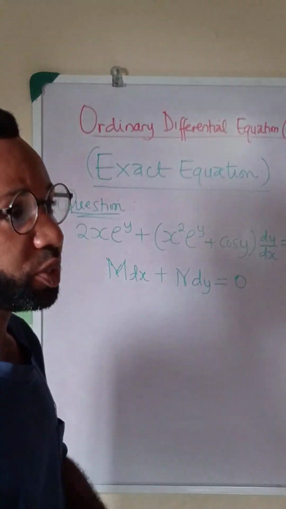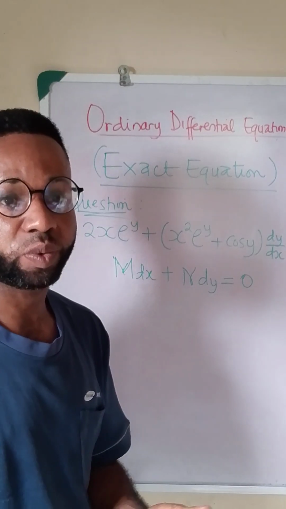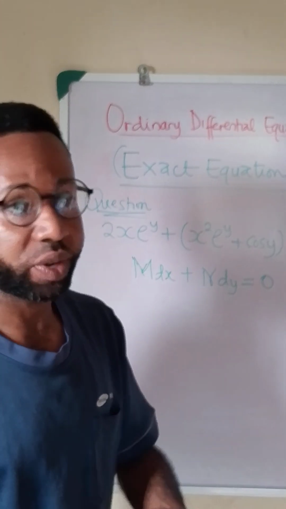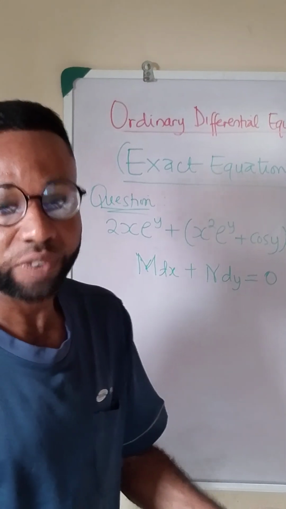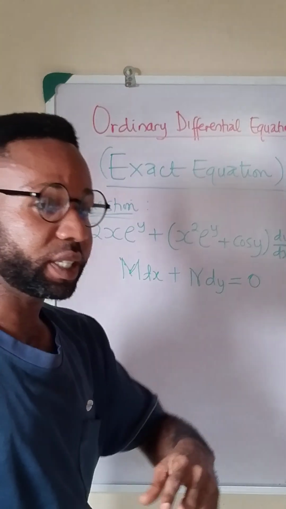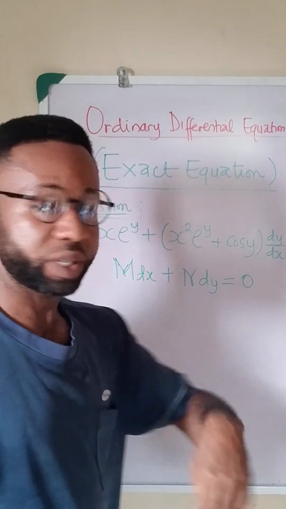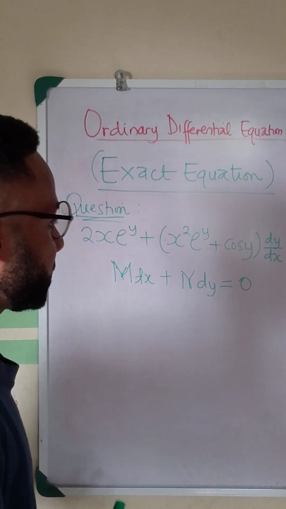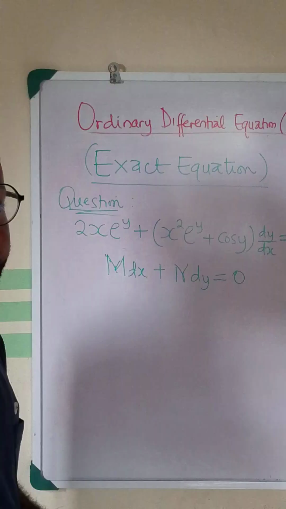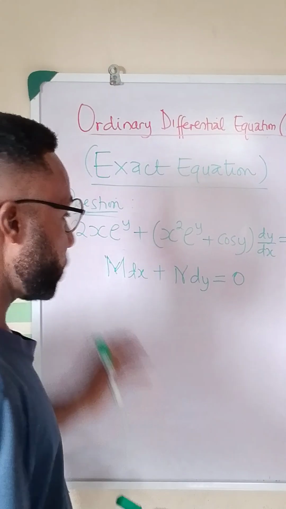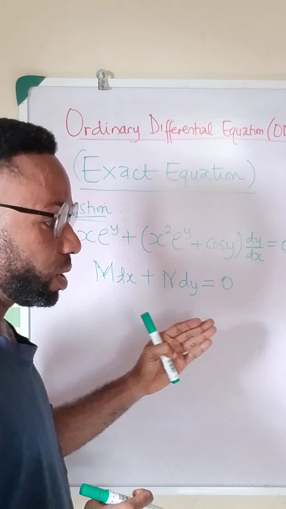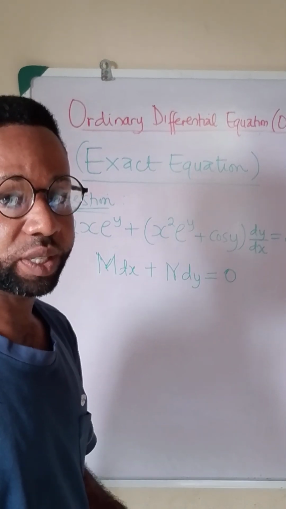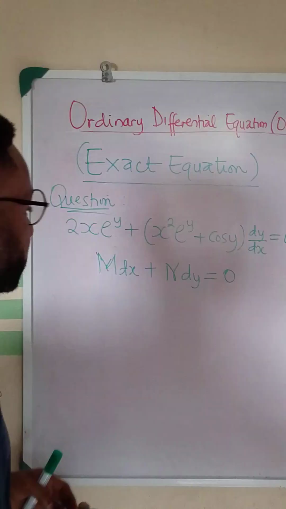But there are cases where you test for the exactness of the equation and it is not exact. There is a method to solve that one, which is to use the method of integrating factor to convert it to an exact equation before you solve. But I think this one is going to be exact, and then we'll solve it. I'll also make a video on a question like this that is not exact, where I'll use the method of integrating factor to convert it to an exact equation before solving. So let's look at this.